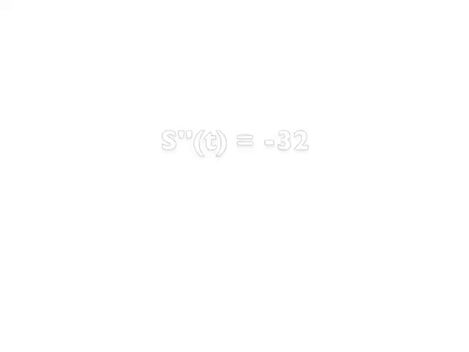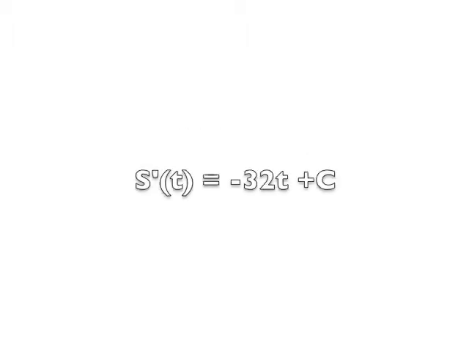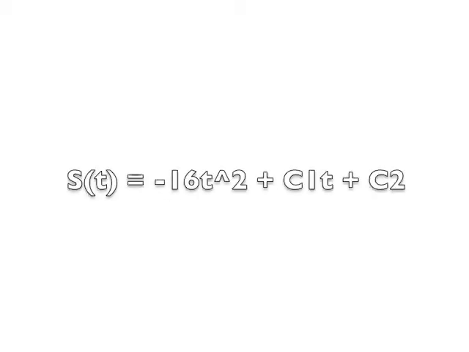Confused? No worries, let me explain. Say you're given the function s double prime of t equals negative 32. If you integrate that, you'll get s prime of t equals negative 32t plus c. Why? Because you have to multiply your initial constant by t, and you have to add c to account for all the numbers you don't know about before that. If you continue on, you'll get s of t equals negative 16t squared plus c1 plus c2.